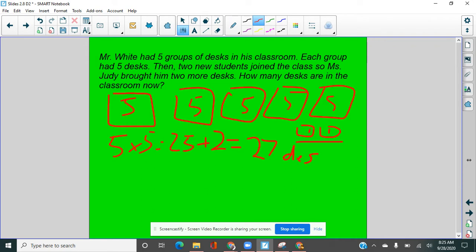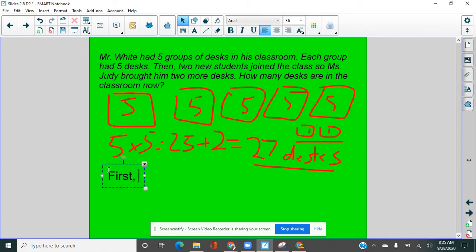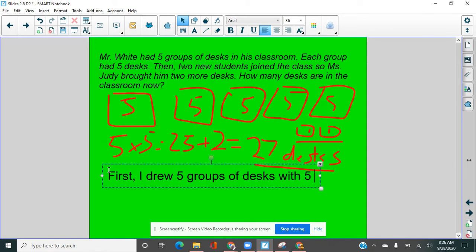You have to have a label. You can't just have a number in a word problem. Okay, 27 desks. So I now have my picture or diagram. I have my symbols. And now I am going to make sure that I explain my work. Okay, first I drew 5 groups of desks with 5 desks each. This was 25 desks.